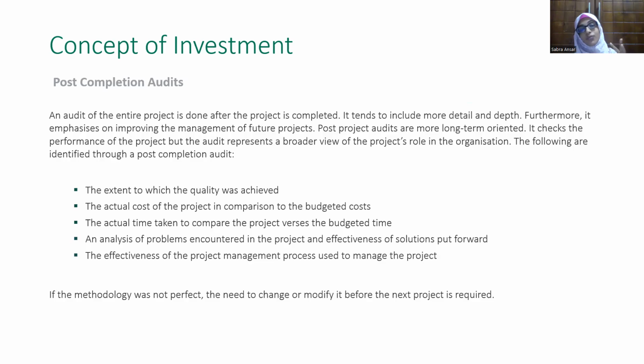As you can see, there are a few things that will be identified through a post-completion audit. One is the extent to which the quality was achieved. They will obviously check whether the quality that was expected was achieved, and the actual cost of the project in comparison to the budgeted cost will be done to identify the variances, to see whether they are adverse or favorable. And the actual time taken for the project versus the budgeted time will be compared.